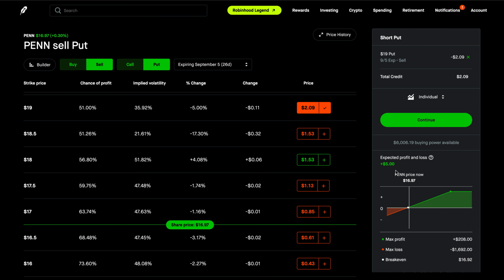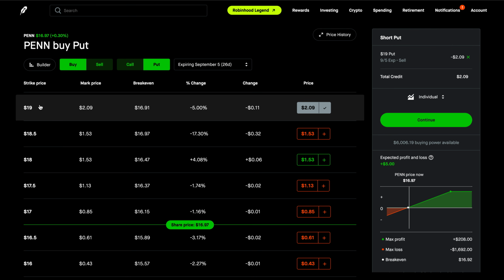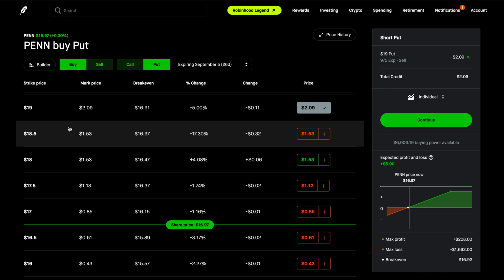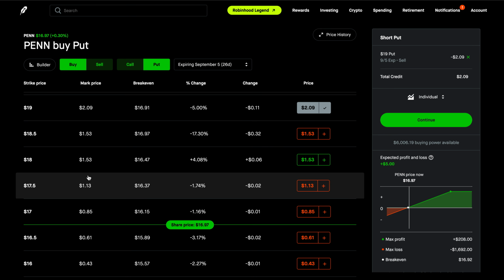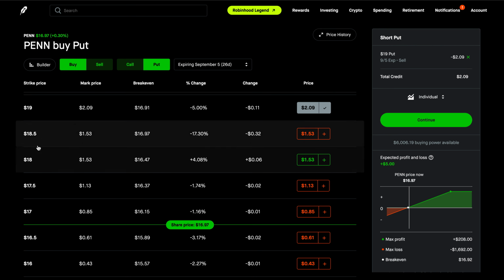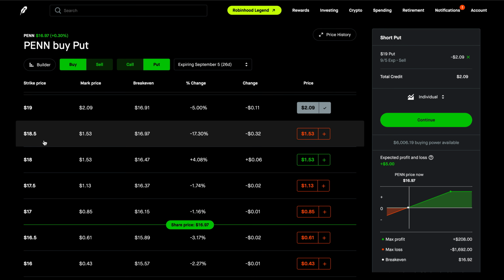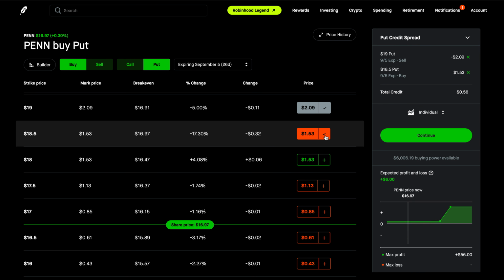Next, we also need to buy a put here, and we want to buy a put with a lower strike than the strike of the put that we're selling. So the strike of the put that we're selling is $19. So now I would switch over to buy here, and I want to buy a put that has a lower strike than that. So I would need to buy a put below it here. I'm just going to buy the put right below it at the $18.50 strike price here. So let's go ahead and select this here.